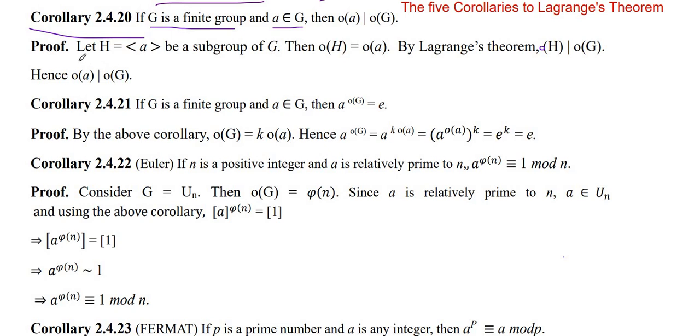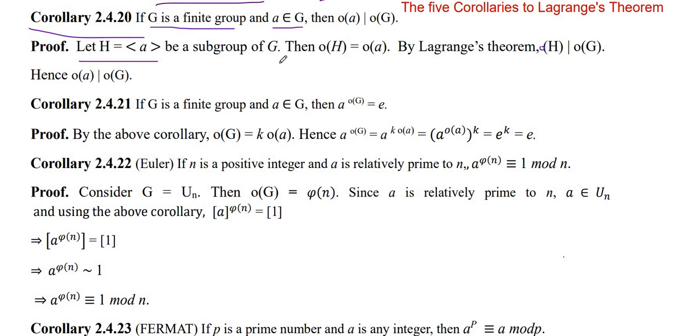So for that, the trick that we are going to use is that you consider H to be a cyclic subgroup of G. Can any group have a cyclic subgroup? The answer is yes. If G is cyclic, definitely all of its subgroups are cyclic. But even if G is not cyclic, we can always find a subgroup which is cyclic.